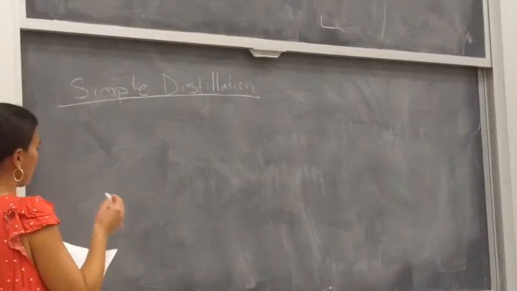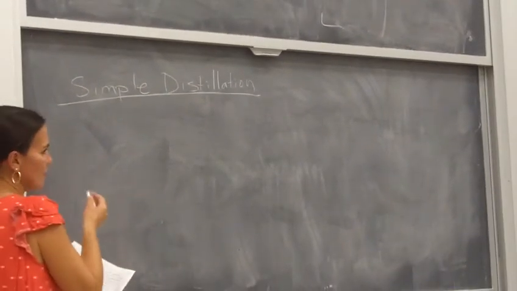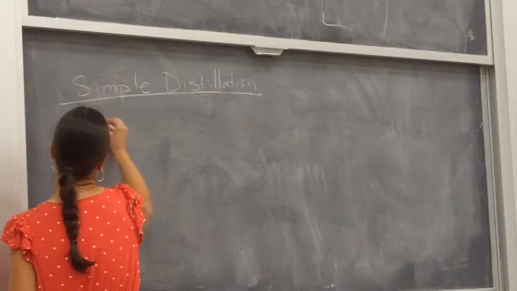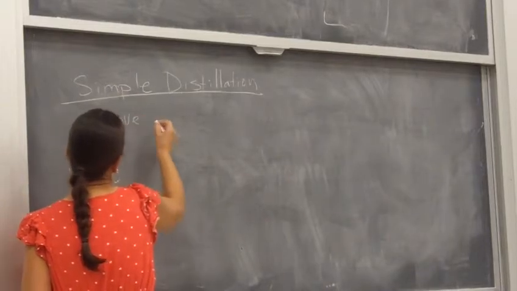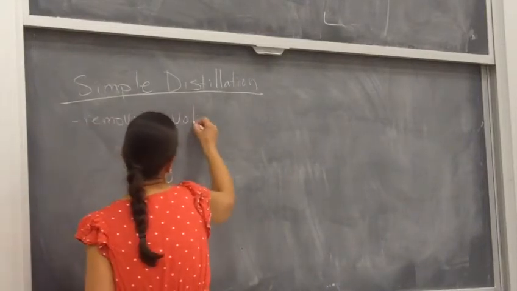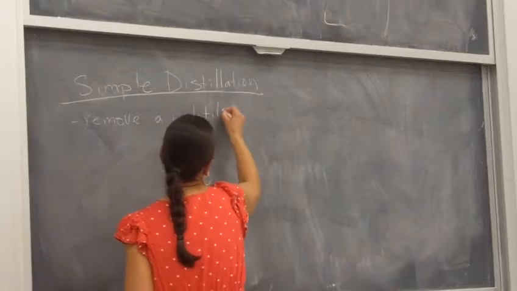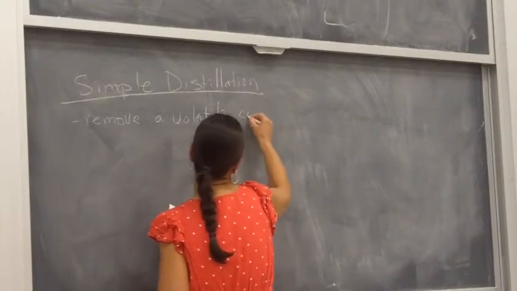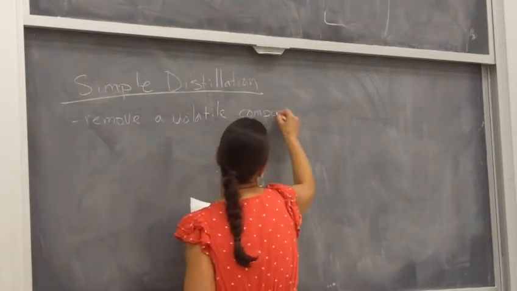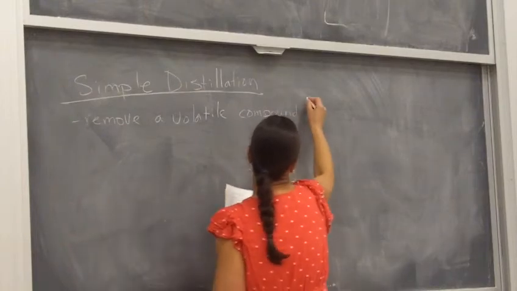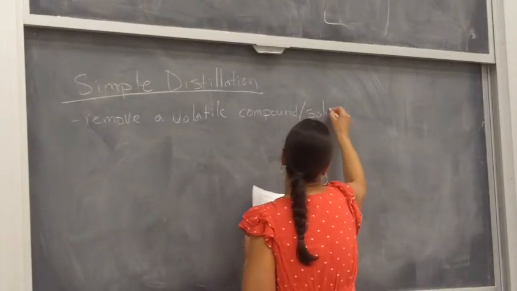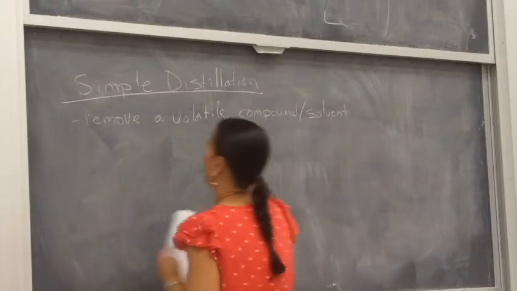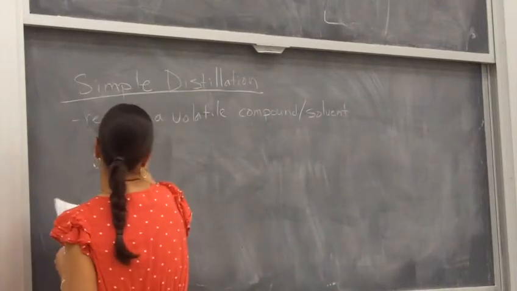And so with the simple distillation, this is a method to remove a volatile compound or solvent from a non-volatile compound.